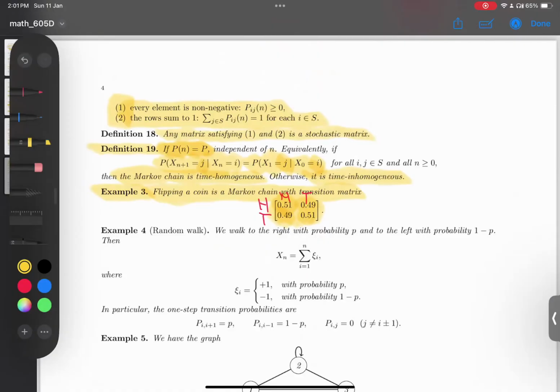The other one is where you take the integers. So we have 0, 1, 2, etc., -1, -2.